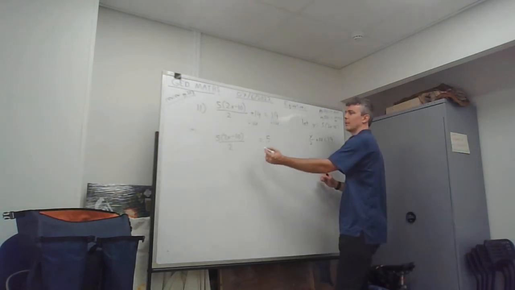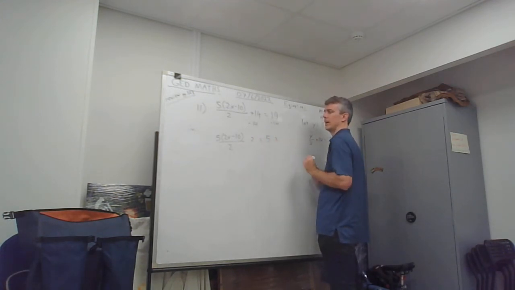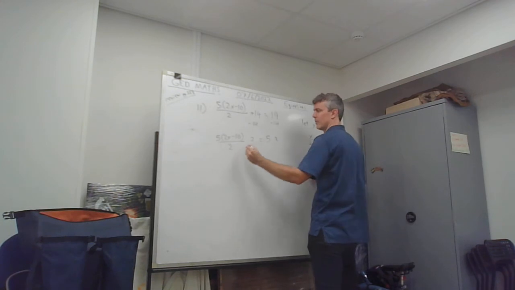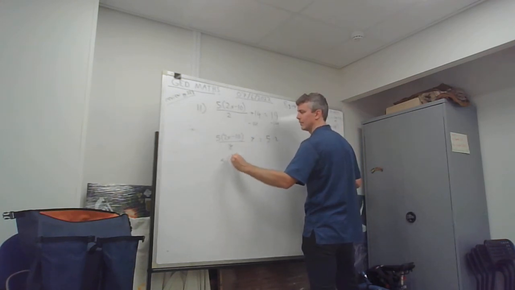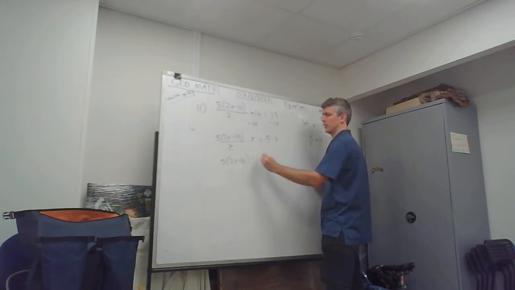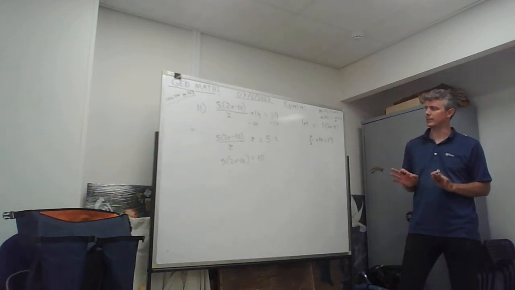Right? So now we want to get rid of the 2. So we multiply both sides by 2. Right? That gets rid of this 2. We cancel. And we get 5 times 2x minus 10 equals 10. All right. Now it's a little easier.